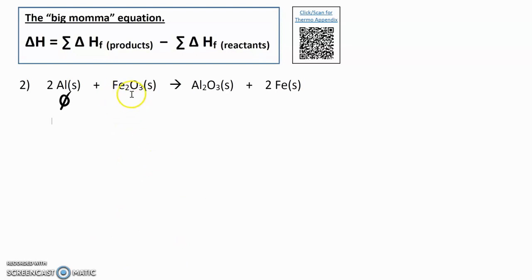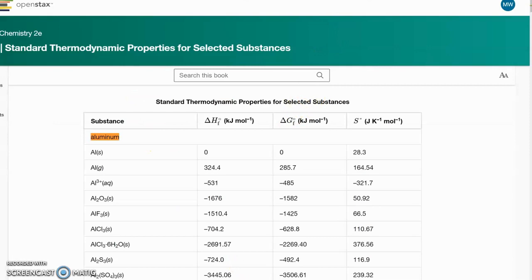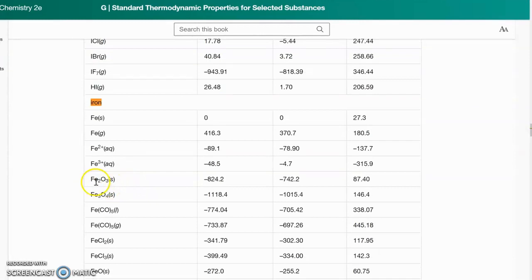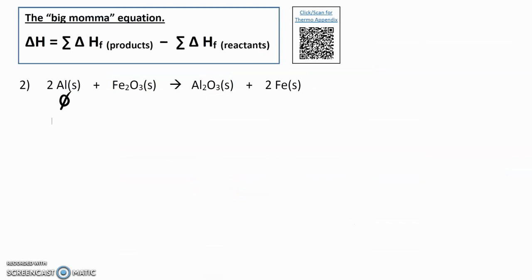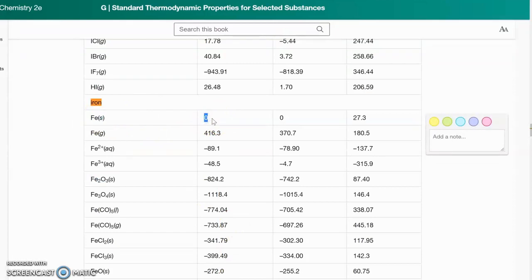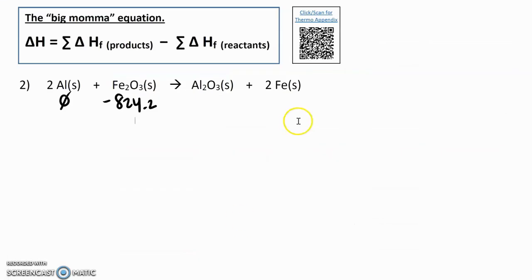I am going to need to look up this iron oxide. So back to the appendix, we're looking for Fe2O3 solid. So we're going to type in iron into our find box. And we're looking for Fe2O3. Be very careful. Make sure you pick the right one. We want this one here, negative 824.2. And I'm just going to go through and look up the other values. I'm going to do iron first, just because we're on the iron section. And you'll notice here, Fe solid, heat of formation value of 0, because again, that's iron in its elemental form at standard conditions.